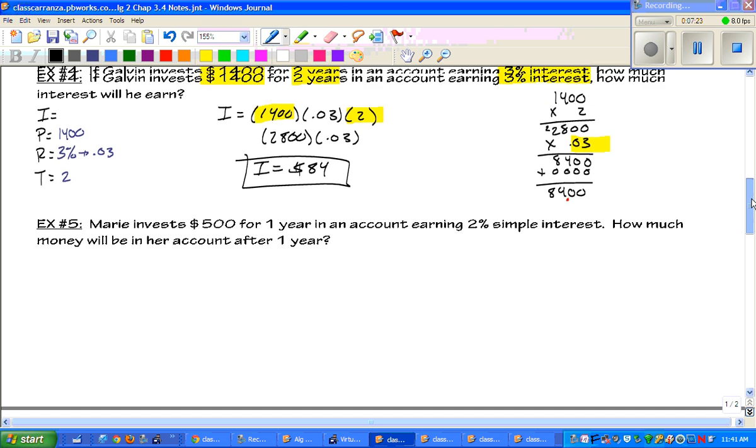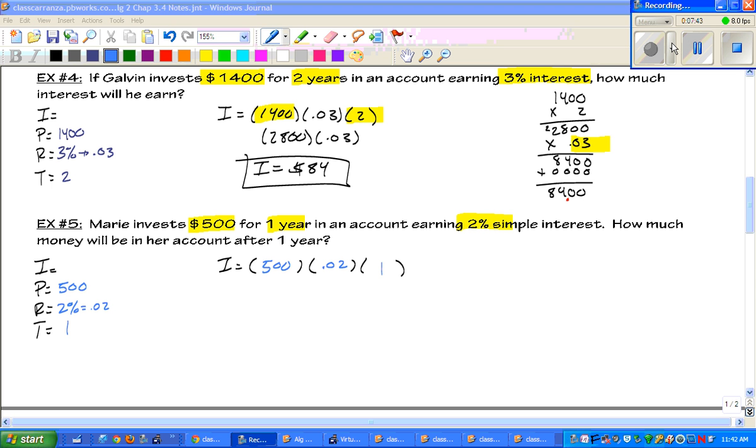Let's go ahead. We're going to write these down. Let's see if you guys can pause the video and fill in all the blanks. Cool. Did you get all that? All right, now it's up to you. I want you to pause the video, go through and solve everything. Tell me how much interest will be in the account after 1 year.